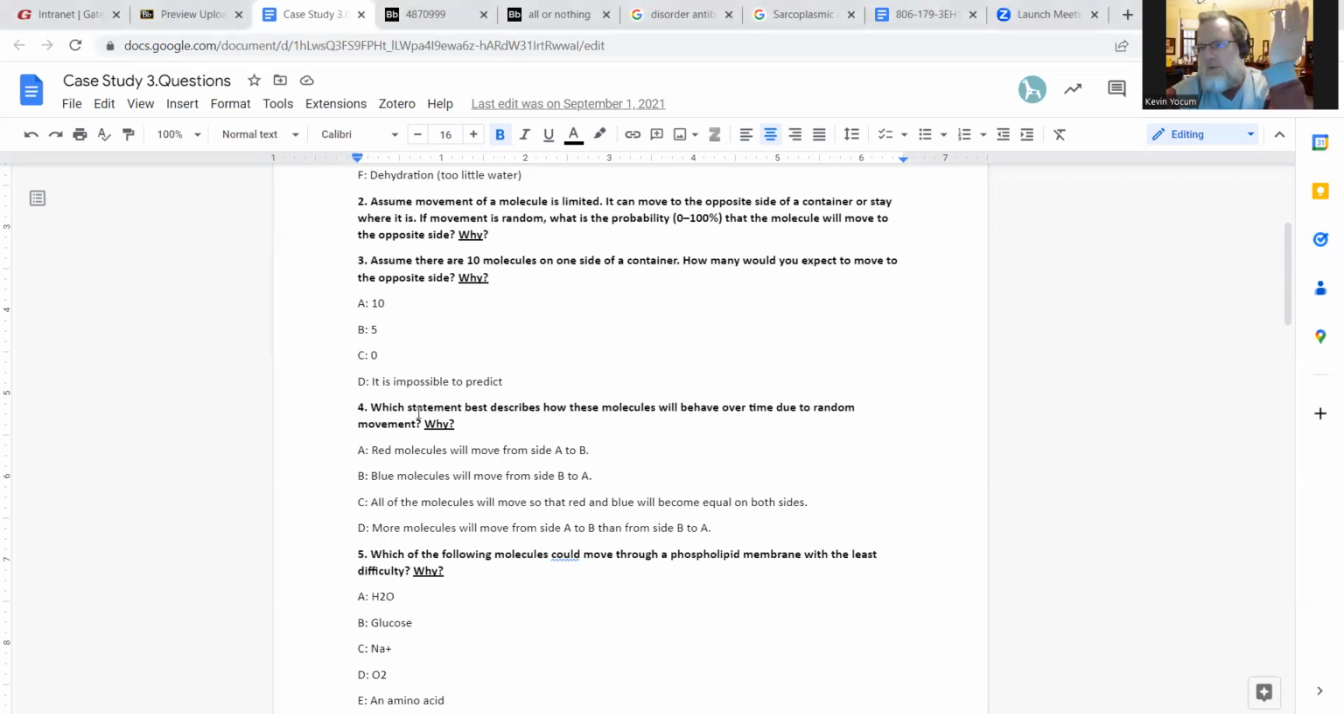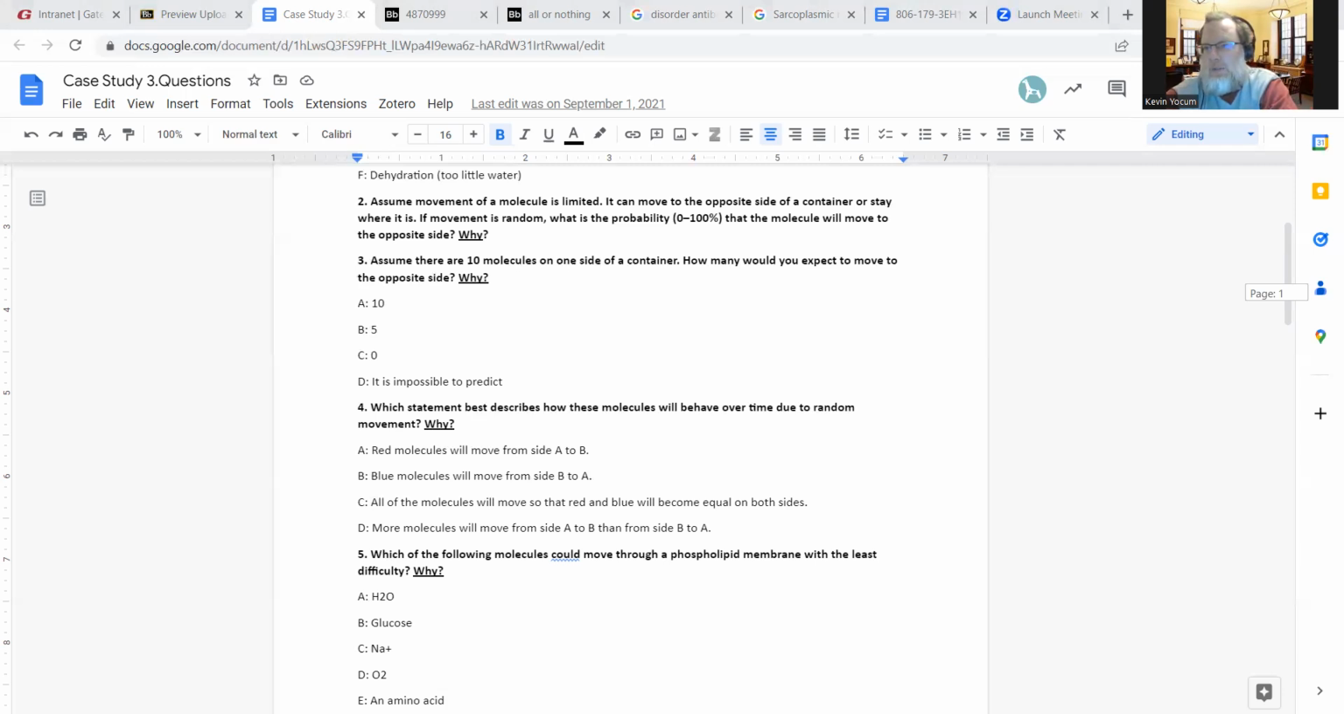I just answered number 3. We've got 10 on one side. We're trying to get to equilibrium. What would you expect to happen? Right. We'd expect to see B. And we start to see 5 go across. Again, even distribution, concentration gradients.